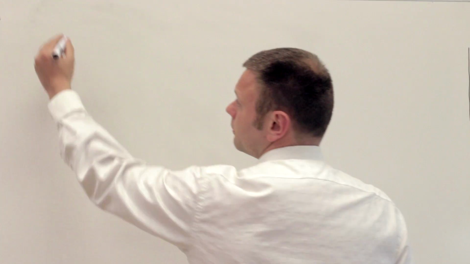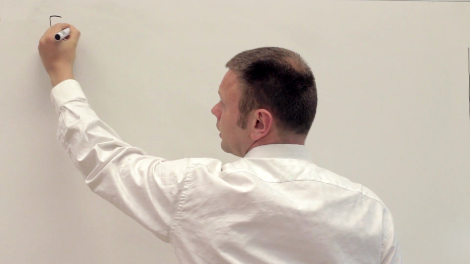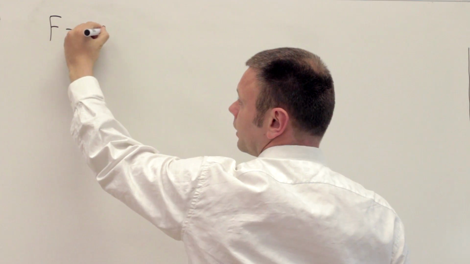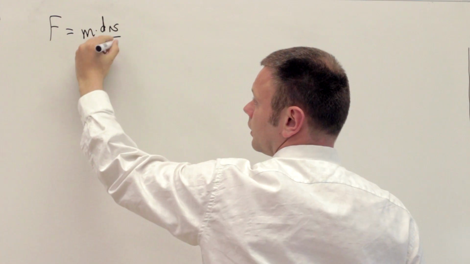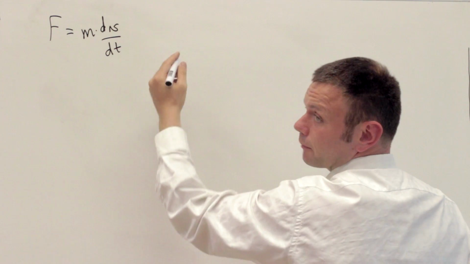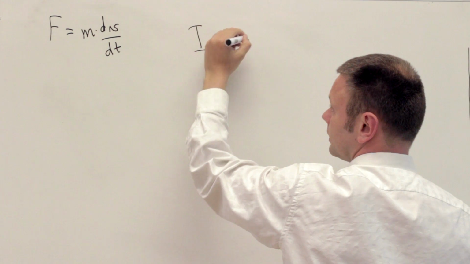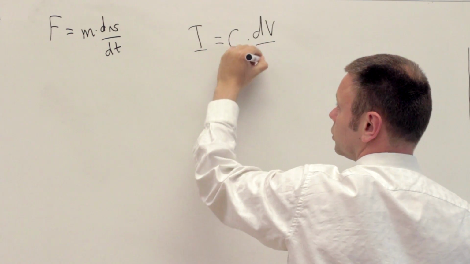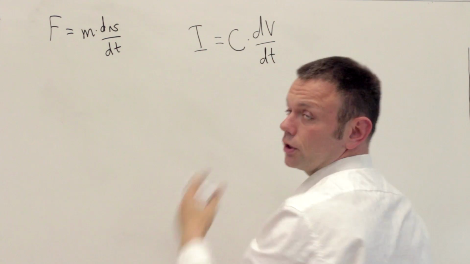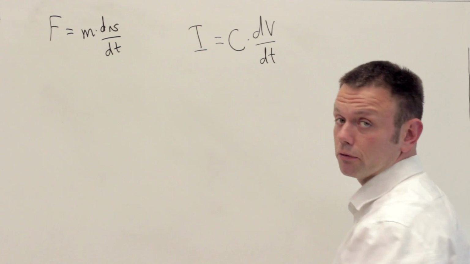So far, we have looked at equations like this one: force equals mass times the rate of change of velocity. And also the one in the case of the capacitor, which was: current is equal to capacitance times the rate of change of voltage. So these differential equations have a very similar form.